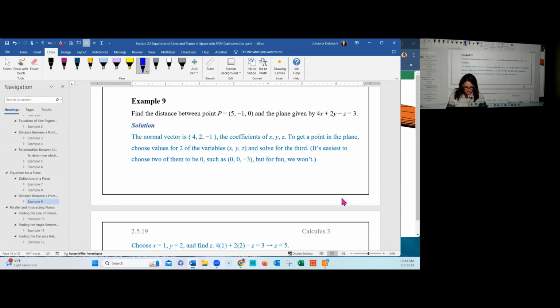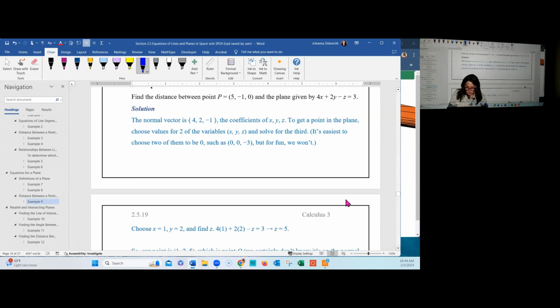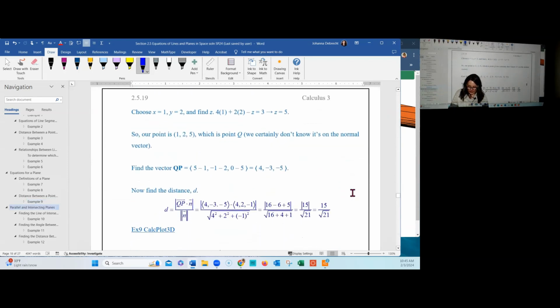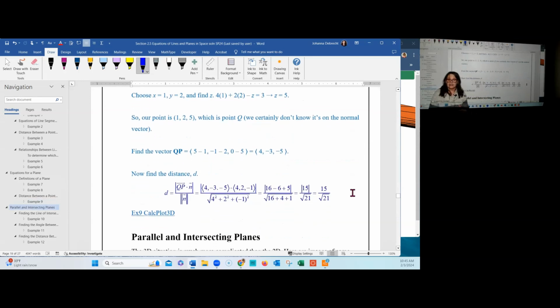It satisfies the equation. So what I did instead was I chose x is 1 and y is 2, and I plugged them in up here. X is 1, so I got 4. Y is 2, so I got another 4. So -z is equal to -5, so z equals 5. That gives me the ordered triple 1, 2, 5. So that gives me another point that's definitely on the plane. It's our point Q. We certainly don't know that it's on the normal vector. I mean, it's almost certainly not the one that we want, point R.